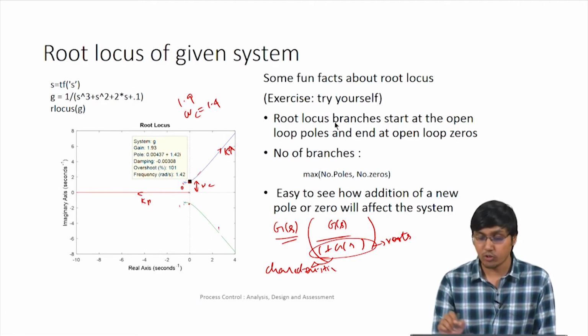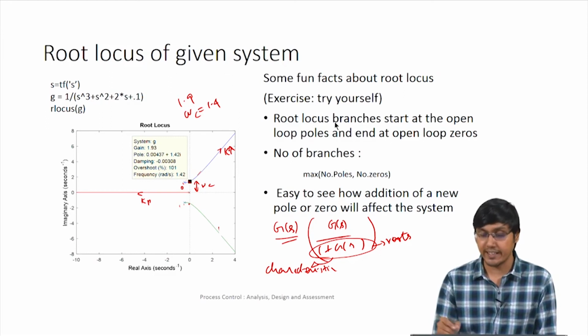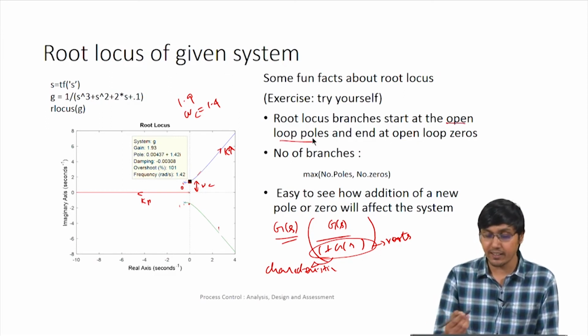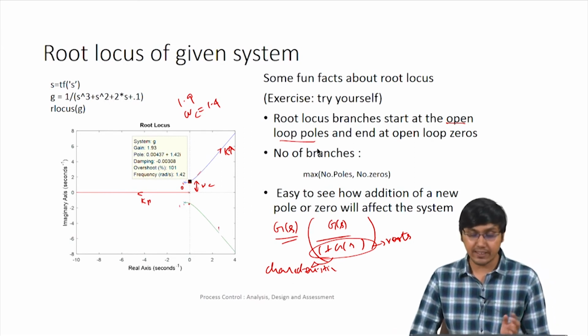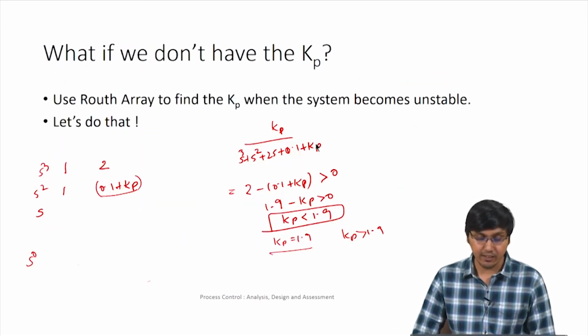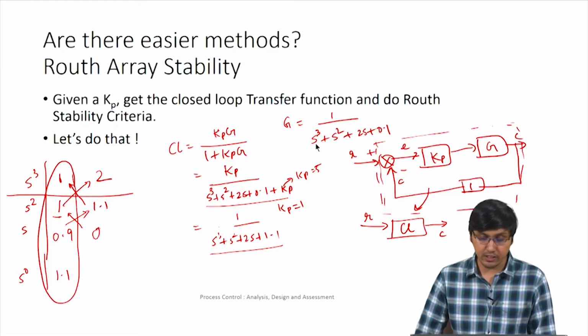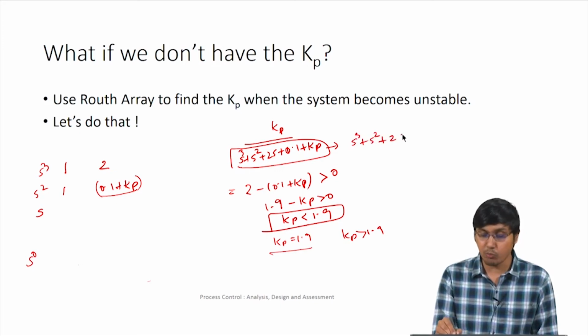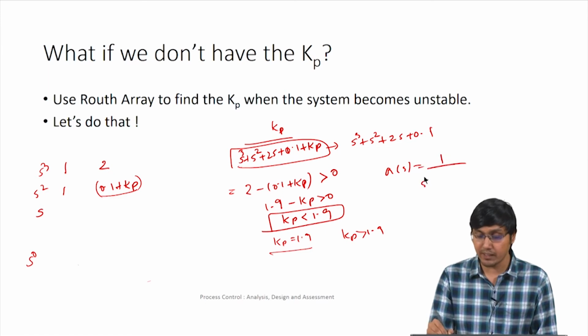Root locus starts at open loop poles and ends at open loop zeros. Why does it start at open loop poles? If you go to the previous slide, we can easily see that when Kp equals 0, this was the denominator, and it becomes the same as the open loop denominator. We had the open loop system G(s) equal to 1 by s cube plus s square plus 2s plus 0.1.